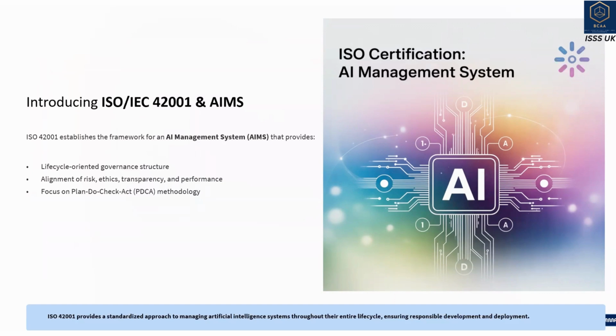ISO has come up with the 42001 certification, similar to 9001 and 31000, which are for quality, security, and risk management. For AI management also we have this certification. It establishes a lifecycle-oriented governance structure, alignment of risk, ethics, transparency, and performance, with a focus on the Plan, Do, Check, Act, PDCA methodology. We have seen this PDCA in all the ISO-related frameworks.